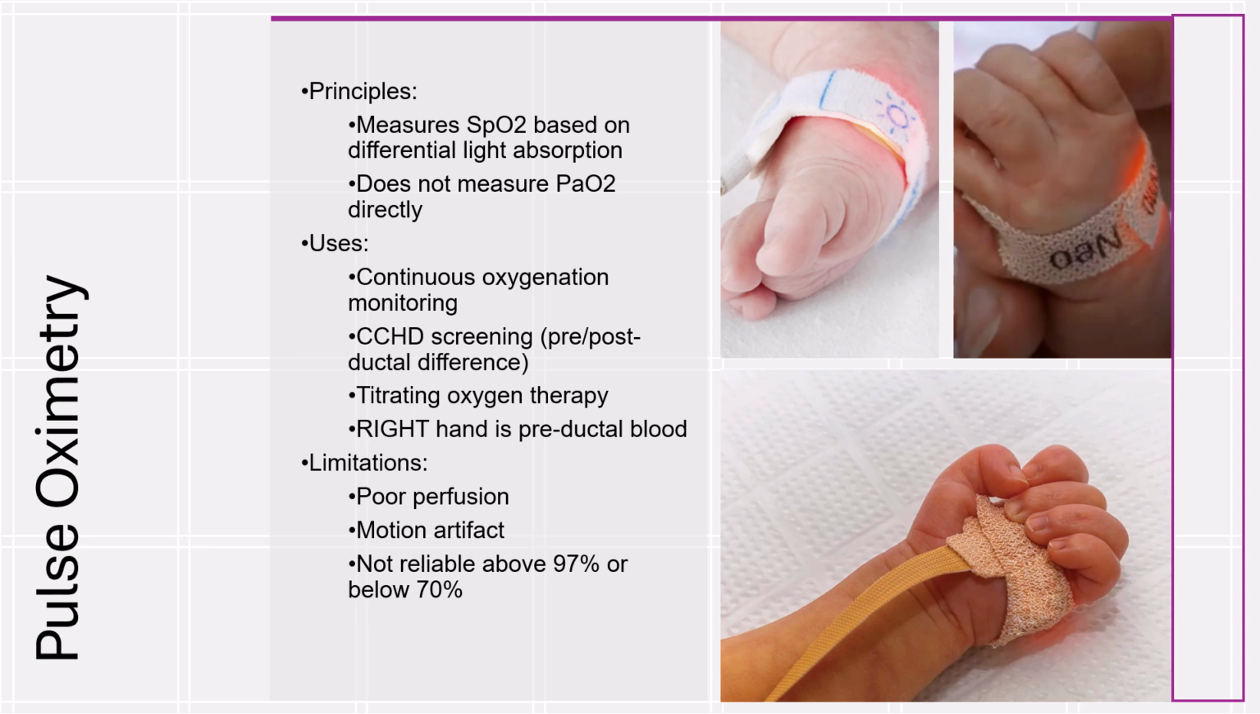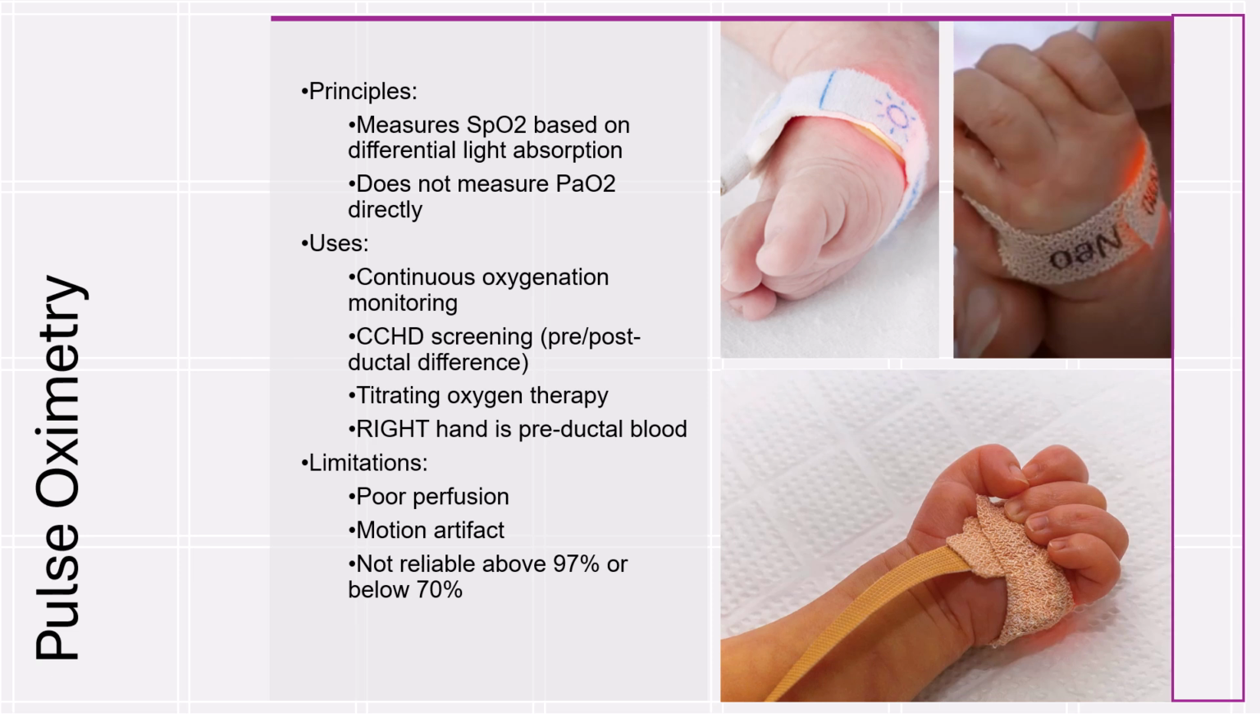Pulse oximetry is one of the most common monitoring techniques. It works by measuring the differential absorption of light between oxygenated and deoxygenated hemoglobin. It's important to understand that pulse oximetry measures oxygen saturation, not partial pressure of oxygen. Uses include continuous oxygenation monitoring, critical congenital heart disease screening by comparing pre-ductal and post-ductal measurements, and titrating oxygen therapy.